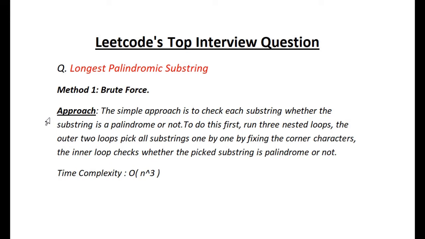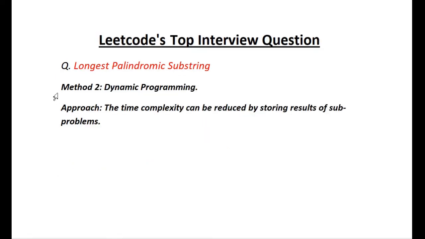The approach is that we have to find all the substrings. For that we run three nested loops: the outer loops pick all the substrings, and we check for each substring whether it is a palindrome or not, and by this checking we find the maximum palindromic substring. Since there are 3 for loops, the time complexity would be big O of n cubed. The second approach we can use to solve this particular question is dynamic programming.